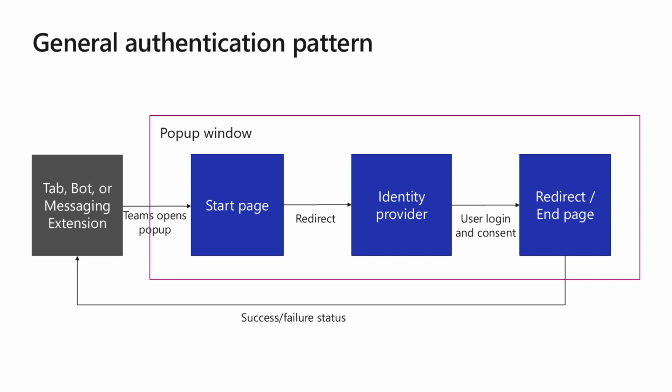That start page will then redirect to the identity provider, the authentication host that you're trying to have your user log into. Once that authentication is complete, that page will redirect to a page you own again with the same domain that you own from the start page. This redirect or end page will use the SDK and notify Teams of a success or failure status, which will then give information back to your app.